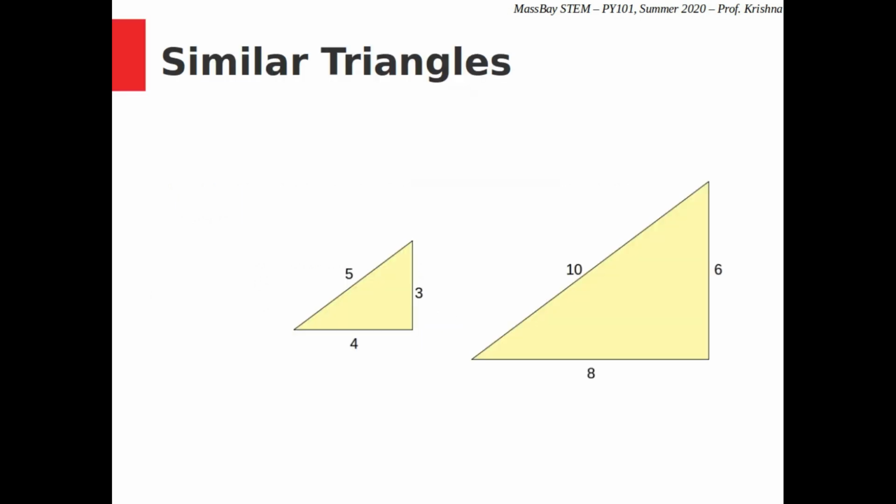The first triangle is a right-angled triangle. It has side lengths of 3, 4, and 5. The second triangle is a right-angled triangle with side lengths of 6, 8, and 10. We immediately notice an interesting relationship between these triangles. Their side lengths are proportional. The side lengths of the triangle at right are all double the corresponding side lengths of the triangle at left.